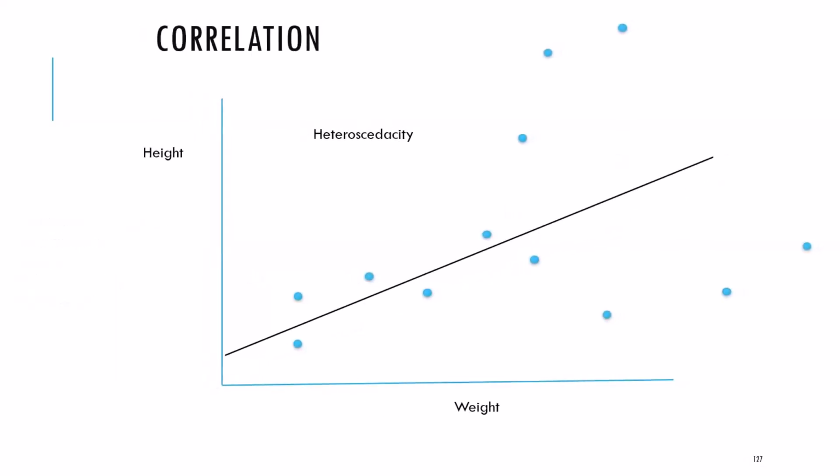In some cases, you may have what's called heteroscedasticity, which means the variance is changing. You can see that as you move to the right on your line of best fit, the variation increases. So that's what we call heteroscedasticity.